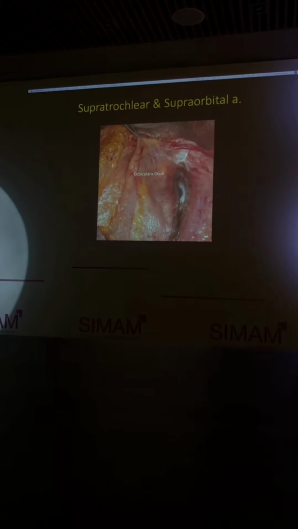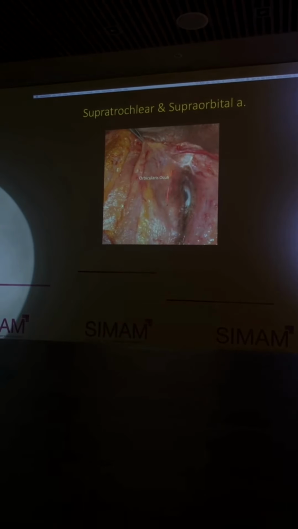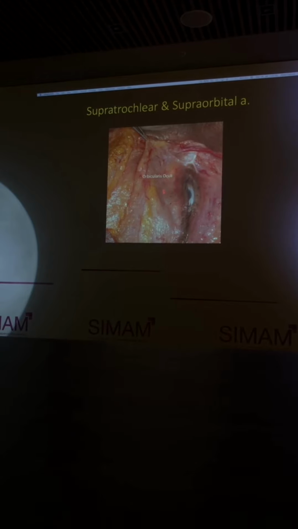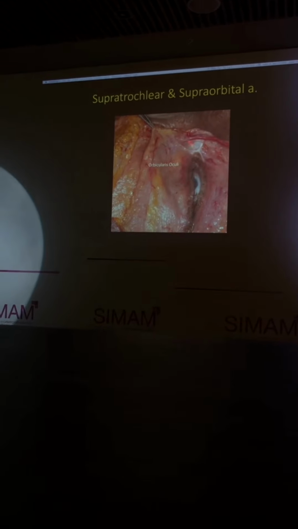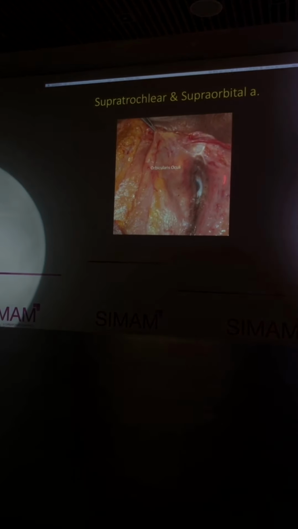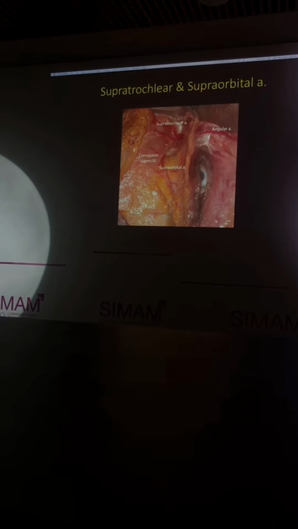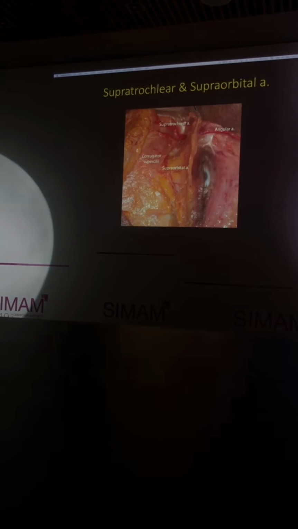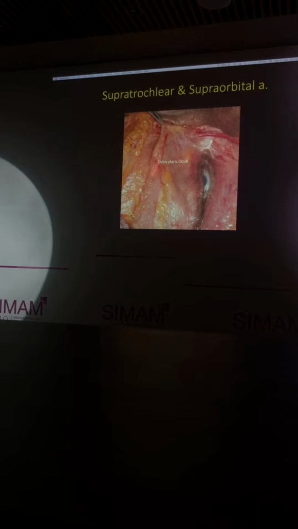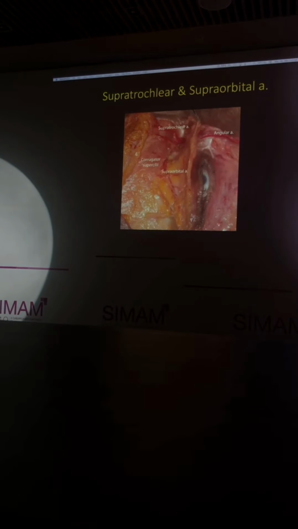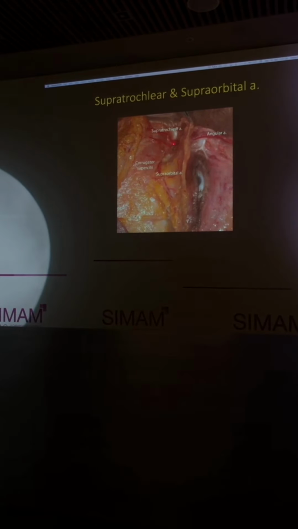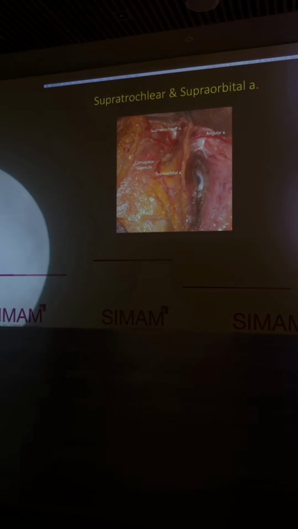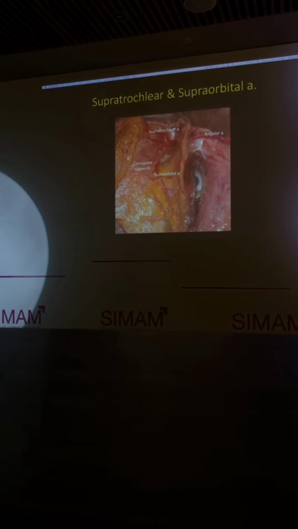So remember that this is the right eye, and the nose is somewhere further out of frame. We are pulling the orbicularis oculi with forceps. As we elevate the orbicularis oculi, underneath it we see the supratrochlear and supraorbital arteries.